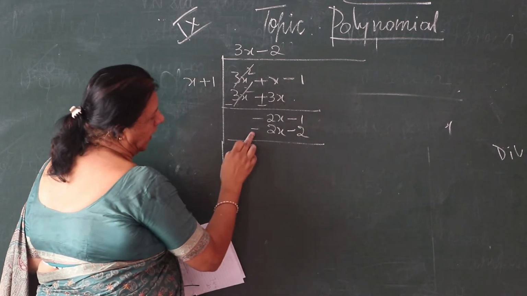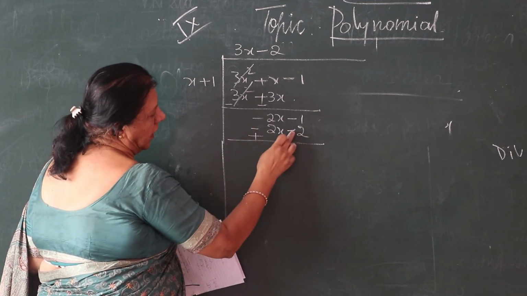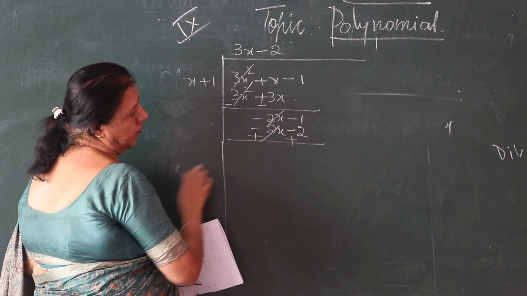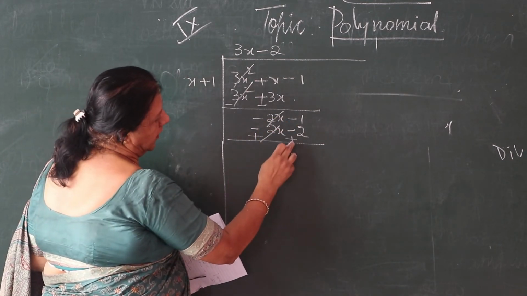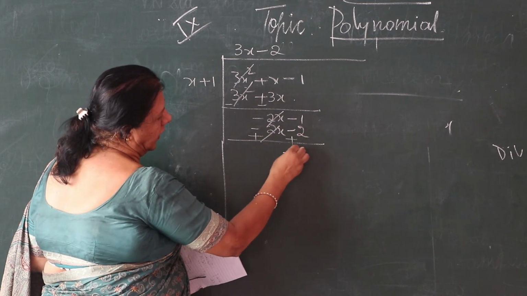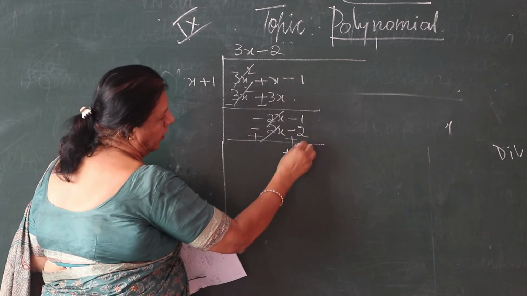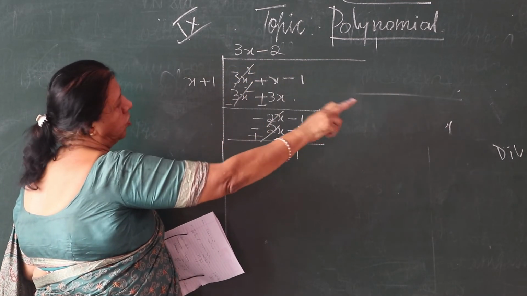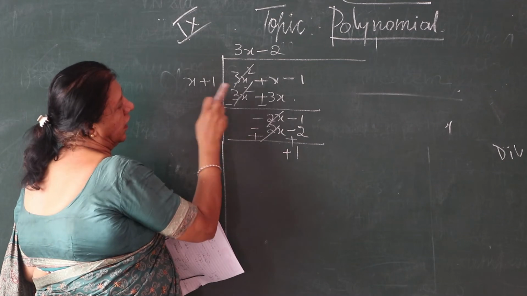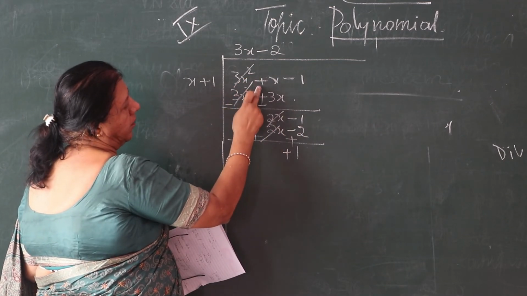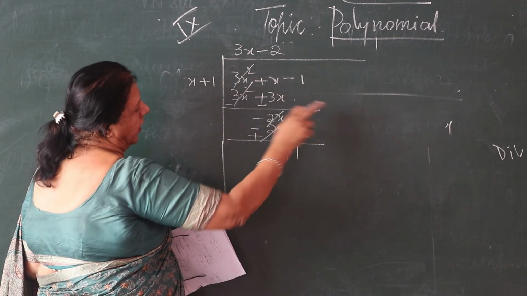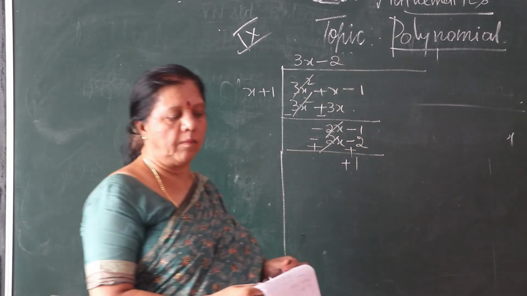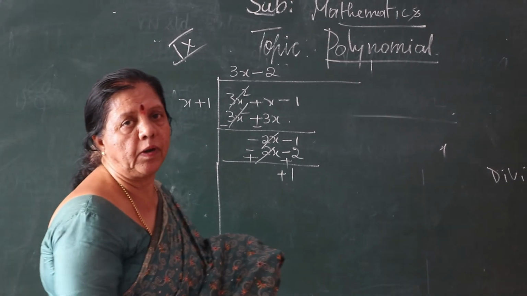See? Line. Minus is there. Make it a plus. Minus is there. Make it a plus. Cancel it first term. The remaining term here plus is there, here minus is there, greater number plus is there, 2 minus 1, 1. What is that now? 3x minus 2 is a quotient, x plus 1 is a divisor, 3x square plus x minus 1 is a dividend, then 1 is a remainder. The division is completed.